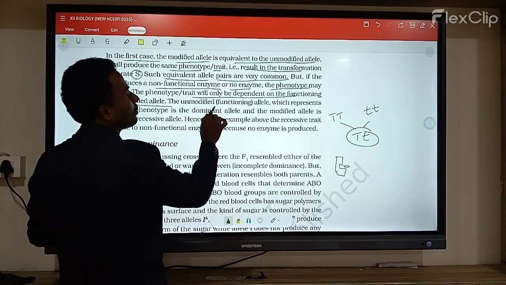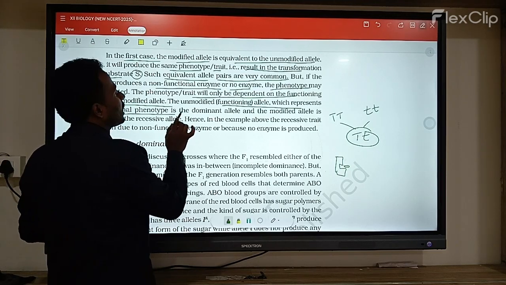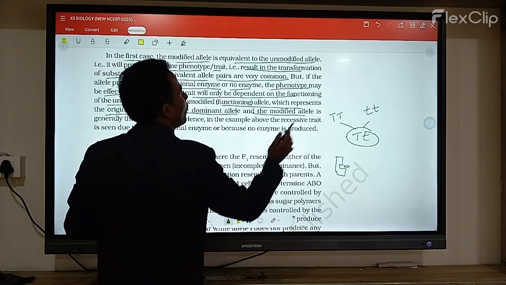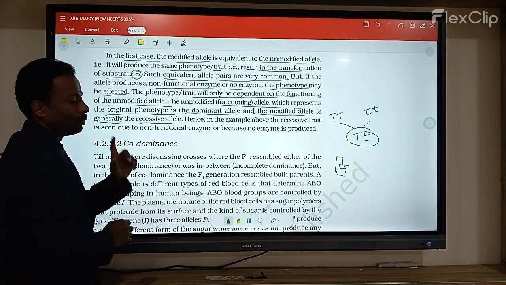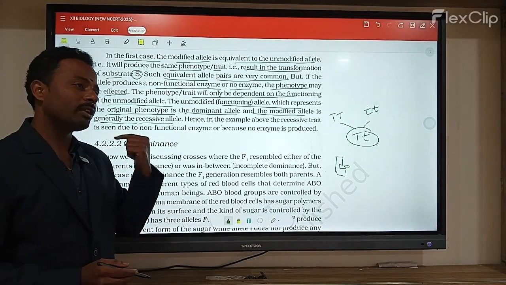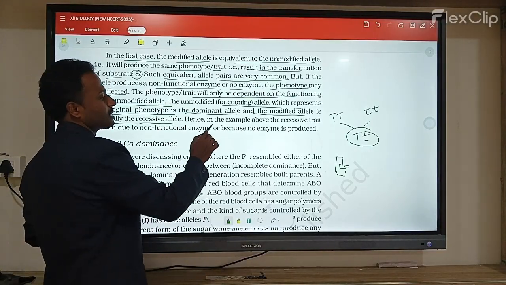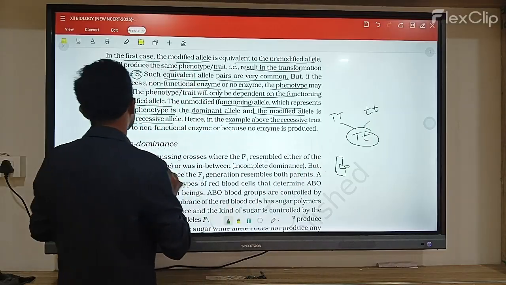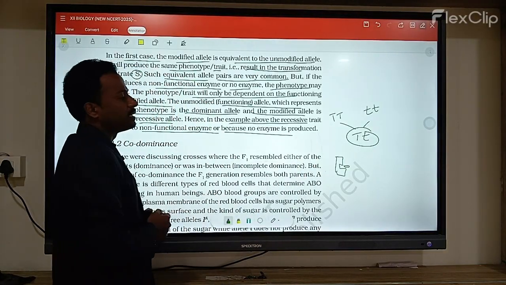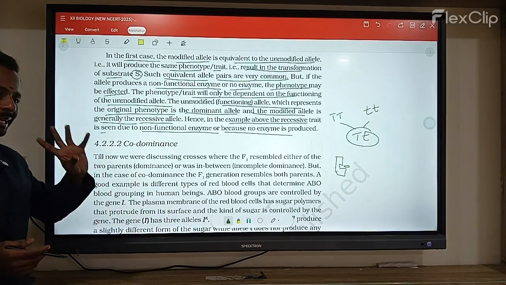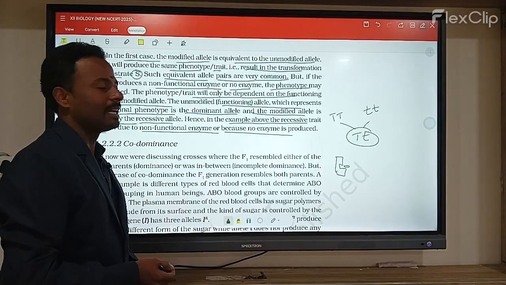Here the unmodified, functioning alleles represent the original phenotype, the dominant allele, and the modified allele is generally the recessive allele. The one that is modified is the recessive, and the one that is expressed is the dominant. Hence, in the example above, the recessive trait is seen due to a non-functional enzyme, because no enzyme is produced. So when the enzyme is not produced, what happens? The characters will be recessive.